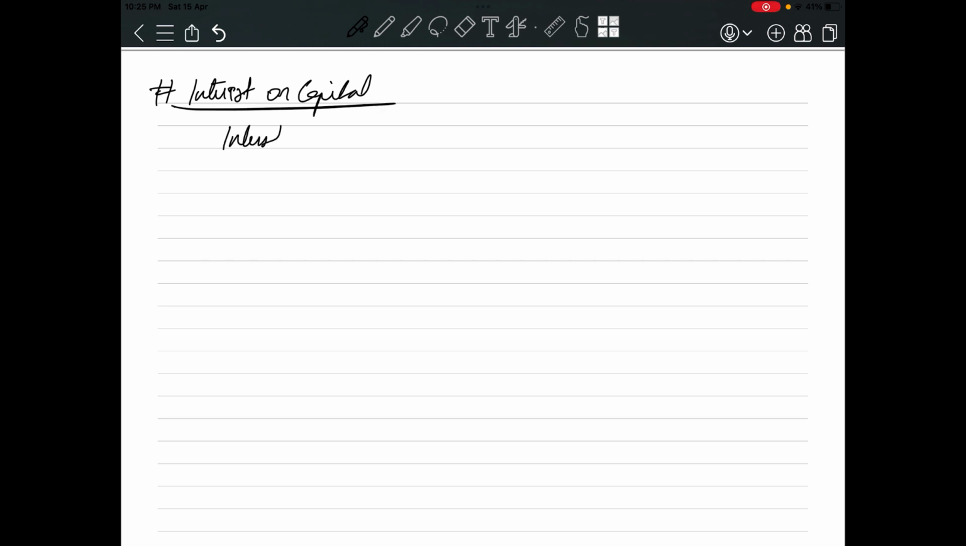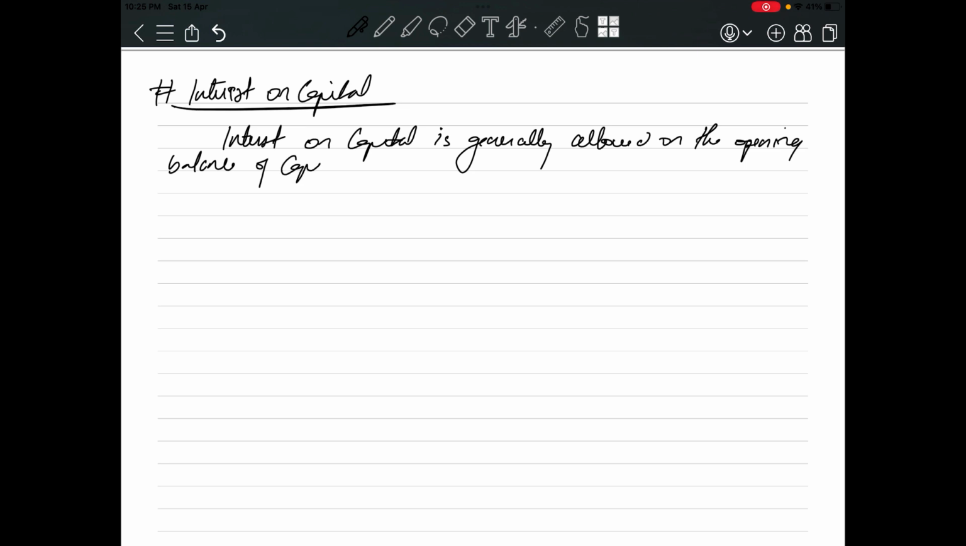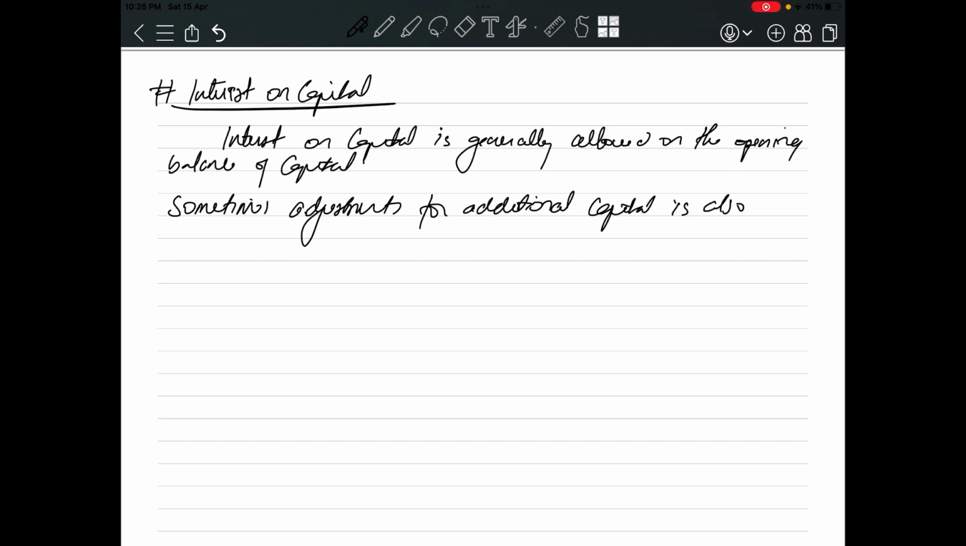So you may write: interest on capital is generally allowed on the opening balance of capital. Sometimes adjustments for additional capital is also required.